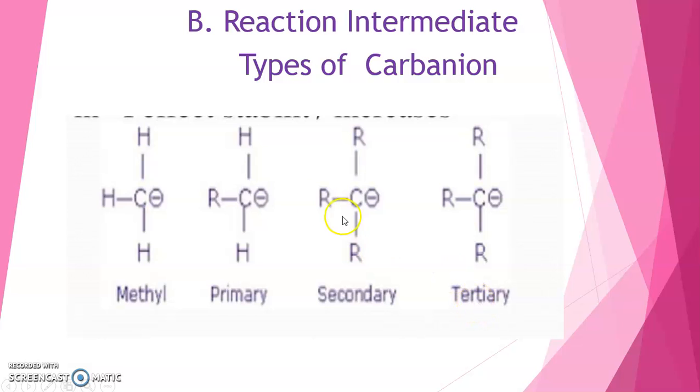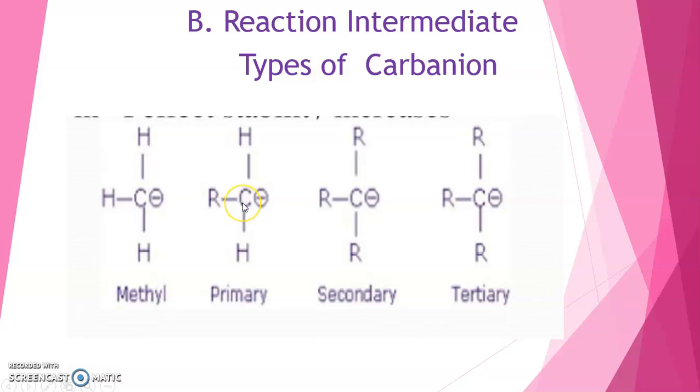So whenever a negative charge is present on a primary carbon atom, it is known as a primary carbanion. Negative charge is present on the primary carbon atom, and a primary carbon atom is that carbon atom which is attached to only one carbon atom. Such types of carbanions are known as primary carbanion. See, in this structure, this carbon which contains this negative charge is attached to only one alkyl group, one carbon atom.